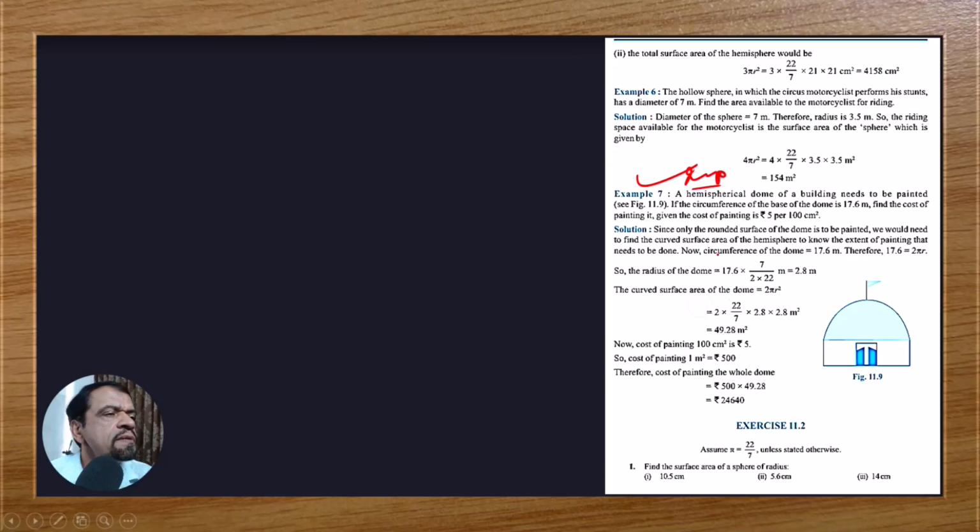Let us see. A hemispherical dome is given here. It needs to be painted. Circumference is given as 17.6. We have to find the total cost of painting at the rate of rupees 5 per 100 centimeter square. First of all, with the help of the circumference, which is given as 17.6, we calculate the radius.